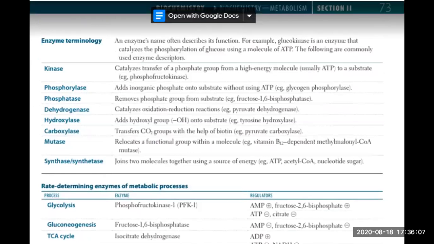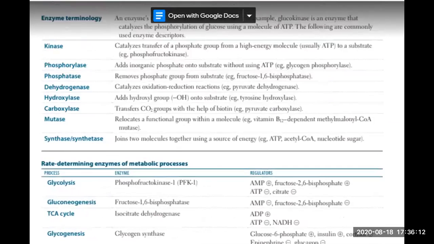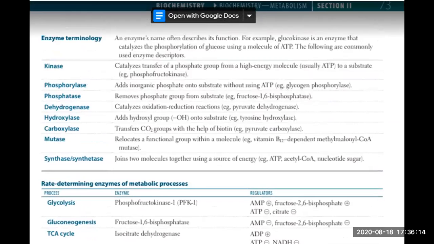So now you see you're done with synthase, you're done with kinase, you're done with phosphorylase. Now phosphatase. Phosphatase is also dealing with a phosphate group, but it is removing, not adding. In which step will you see this? What is fructose 1,6-bisphosphatase doing? Let's see this beautiful step.